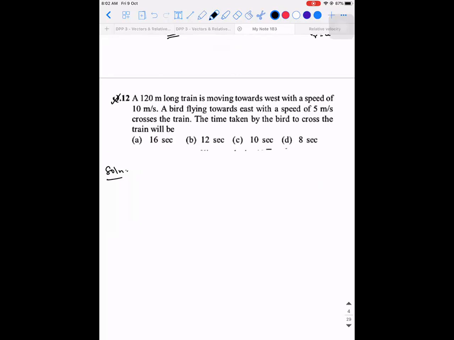Whenever you have two objects moving, whether it is along one dimension or two dimensions, I suggest you use the concept of relative velocity. So there is a 120-meter train which is moving towards west with a speed of 10 meters per second. So this is the velocity of the train. A bird is flying towards east. So the velocity of the bird is 5 meters per second. It is flying towards east and it crosses the train. The time taken by the bird to cross the train will be.